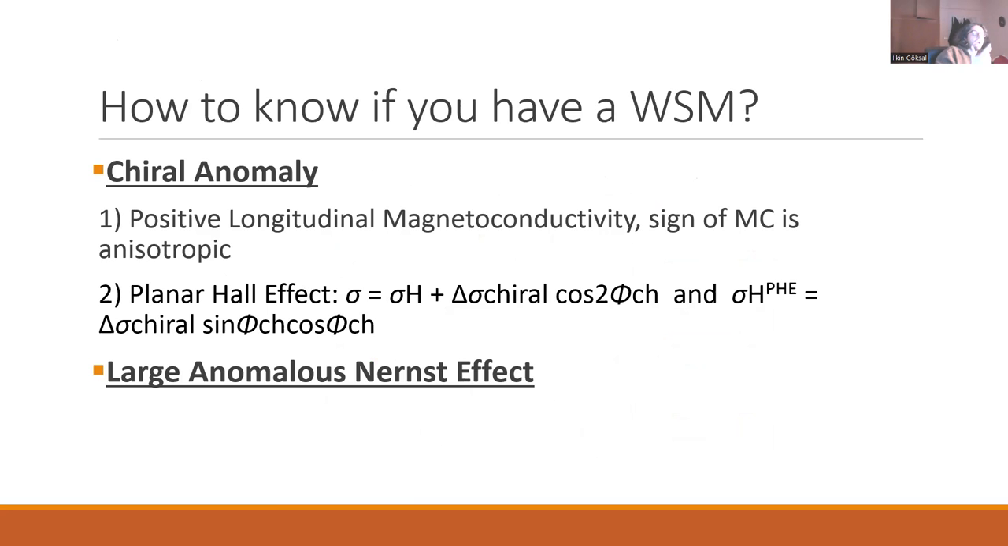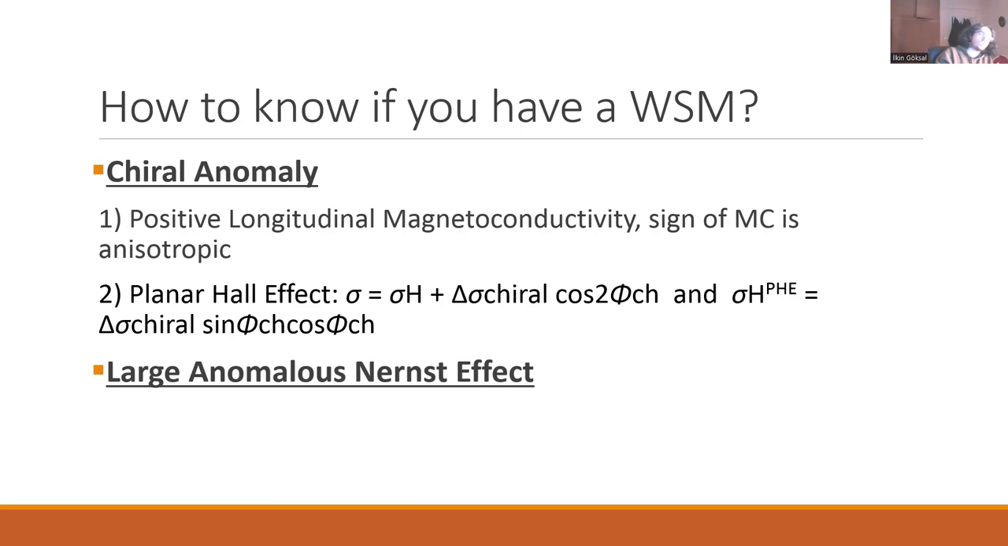Once you have chiral anomaly, you have positive longitudinal magnetoconductivity, and the sign of magnetoconductivity is anisotropic, which means that if you reverse the direction of the magnetic field and measure the other way, it will be negative. And if you measure the longitudinal magnetoresistance, it will be positive. And there will be a planar Hall effect. This is the theoretical framework, and this work has been done in this article. This theoretical framework has been fit perfectly on the experimental data.